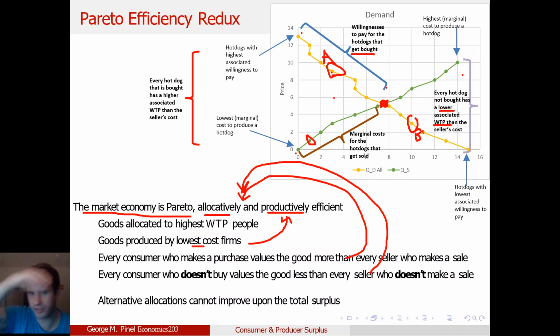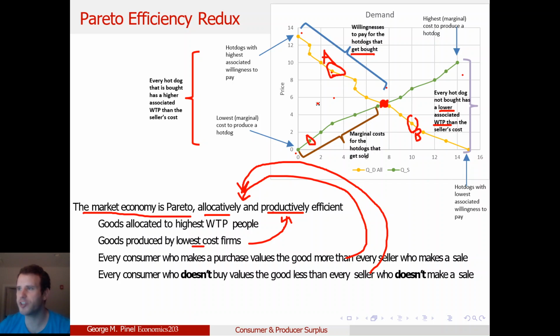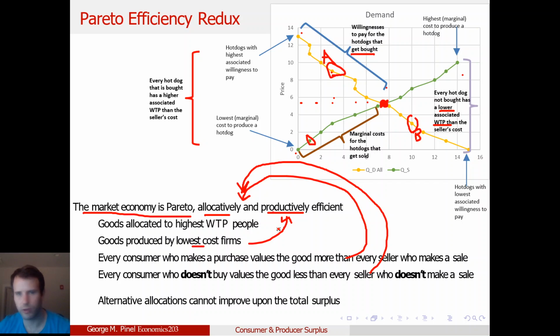If you were to try to come up with an allocation that increases the consumer and producer surplus, increases the total surplus, you'd have to do so by taking away from one person to give to another. Okay, so that's what I mean by the market economy is Pareto efficient. Okay, so changing who gets the good and who produces the good will only decrease the total surplus.